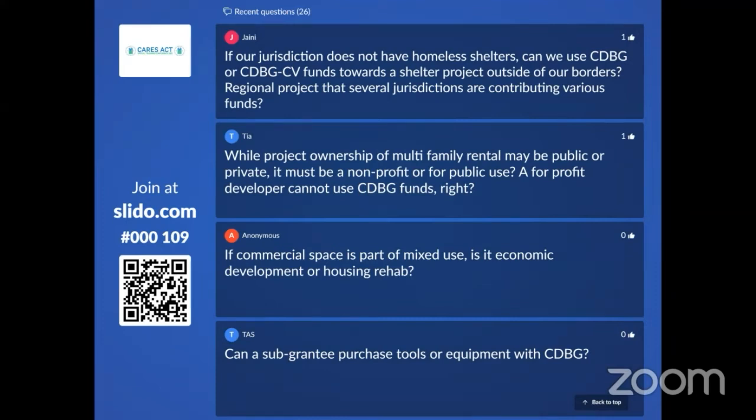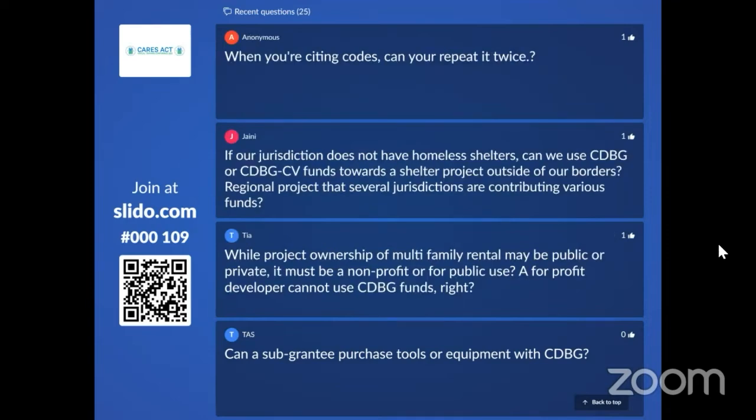If commercial space is part of mixed use, is it economic development or housing rehab? It's economic development under 570.203(a). It can be (b) if owned by a for-profit, but generally it may be (a) because 203(a) addresses the rehab of commercial space.